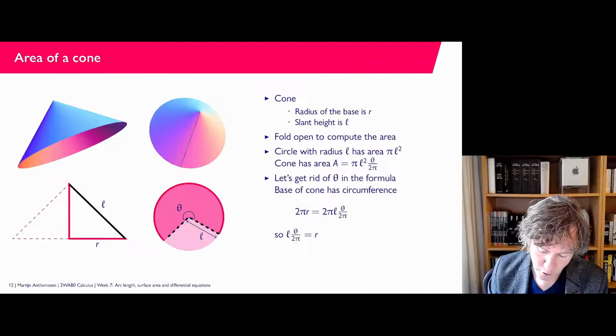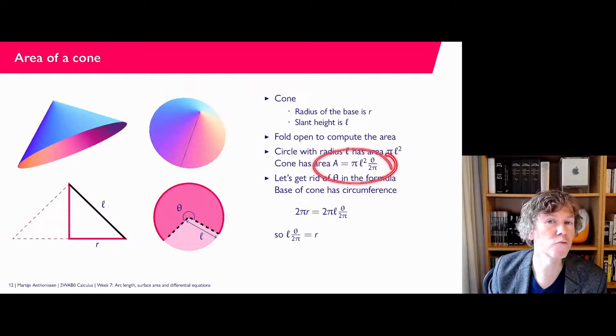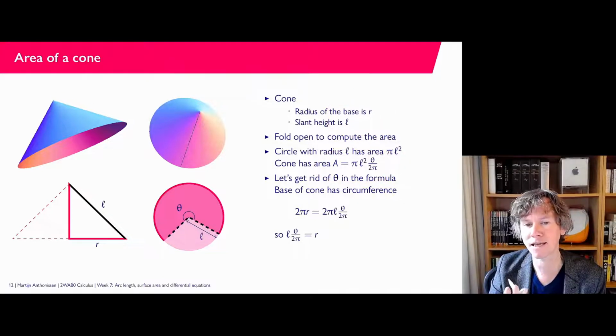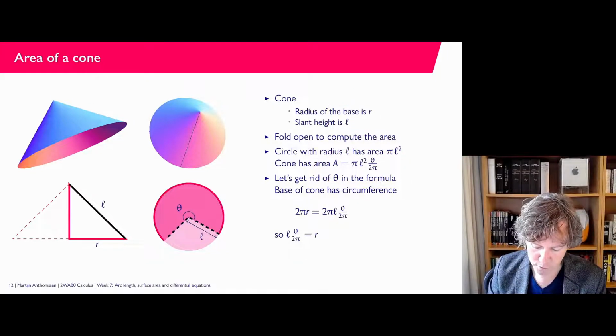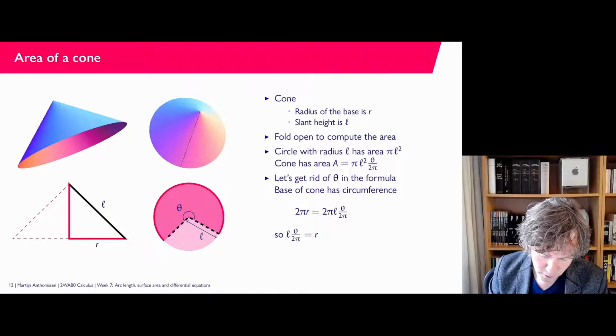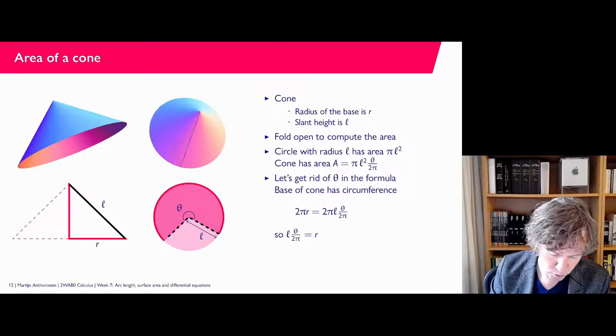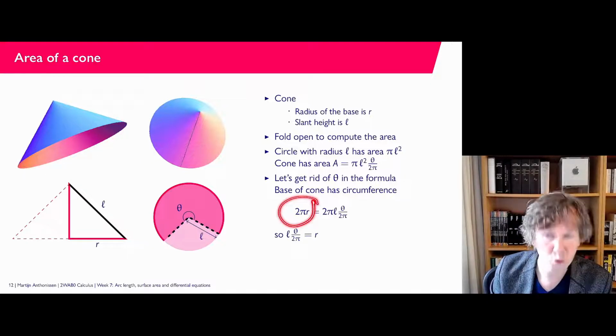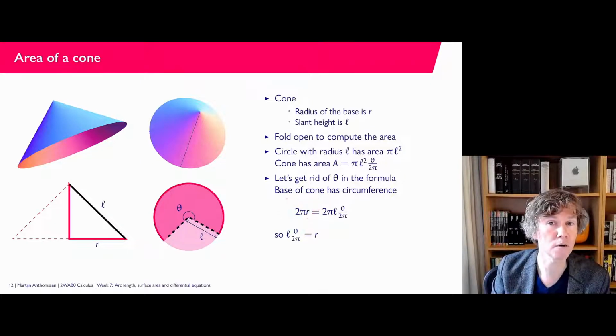So to get to a different formula, because this formula is in principle okay, but there's a theta in there, and I described my cone with r and l only, so I don't want theta to be in there, and I can get rid of it. So how can you get rid of it? Well, you could look at this base of the cone here, and then the circumference. So if you look here, the circumference is 2 pi little r, because little r was the radius of this base circle.